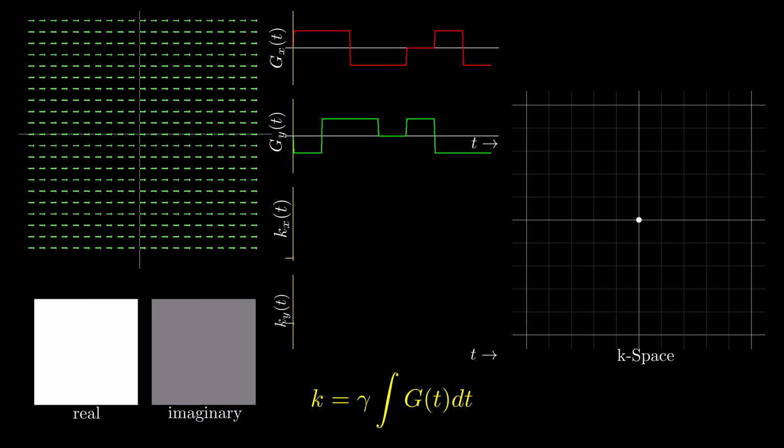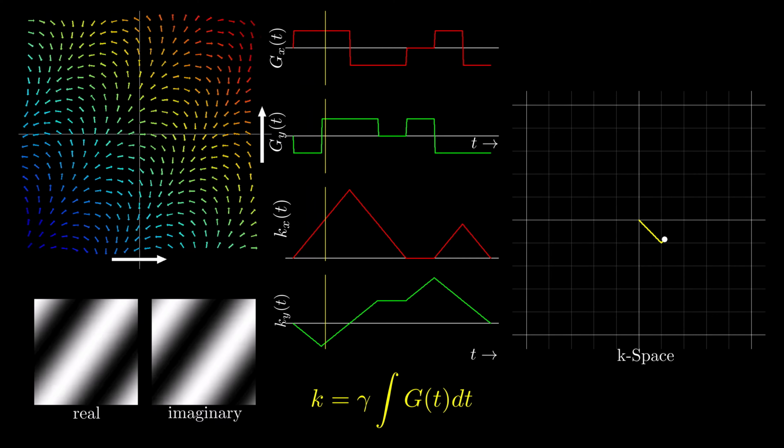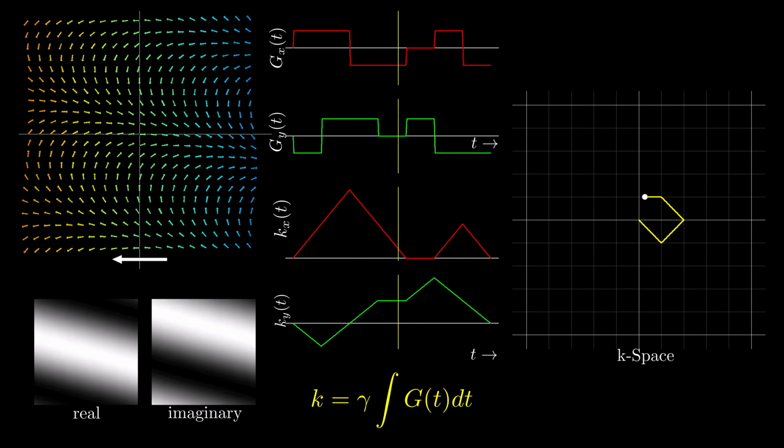Well, we start with a positive x gradient and negative y gradient. Thus we're increasing in kx and decreasing in ky. In k-space, this looks like this. Next we have a positive gx and positive gy, so both kx and ky are increasing like this. We then switch to negative gx and positive gy, so we're decreasing in kx, increasing in ky. You get the idea. And here's the animation of the plots and their trajectory.